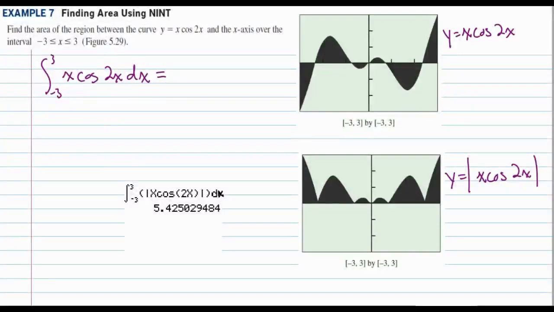This is the screencast for section 5.4, example 7. We're going to find the area in between a curve and an x-axis by using our calculators, using NINT. So we're going to find this area of the region between the curve y equals x cosine of 2x and the x-axis over the interval -3 to 3.